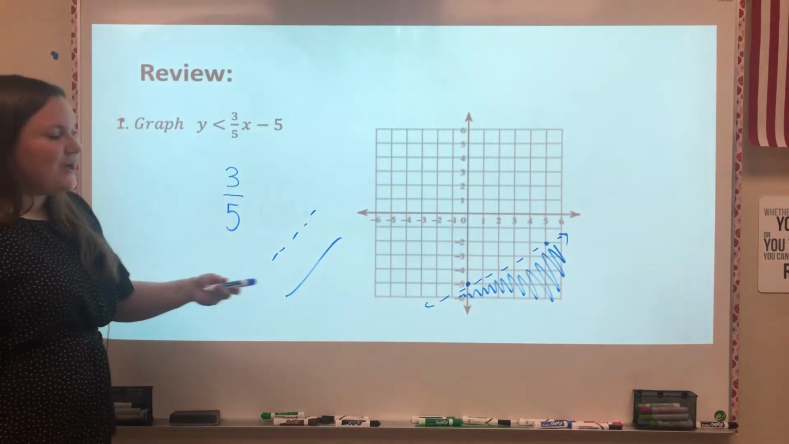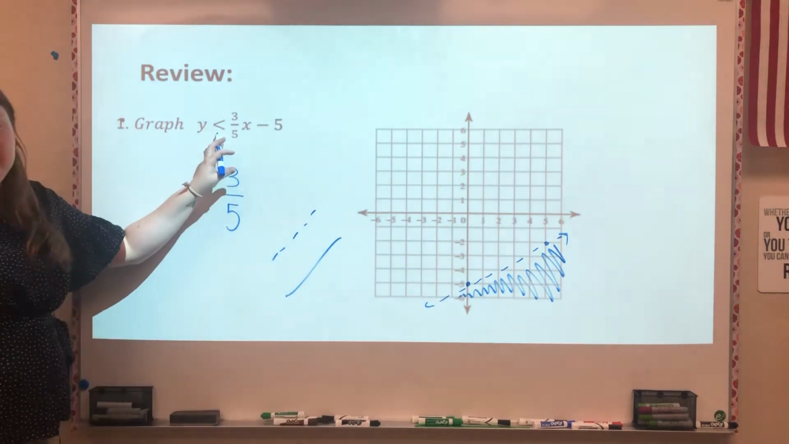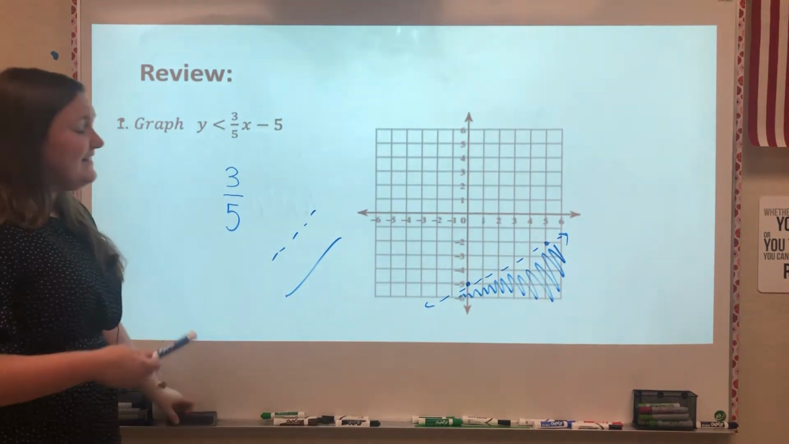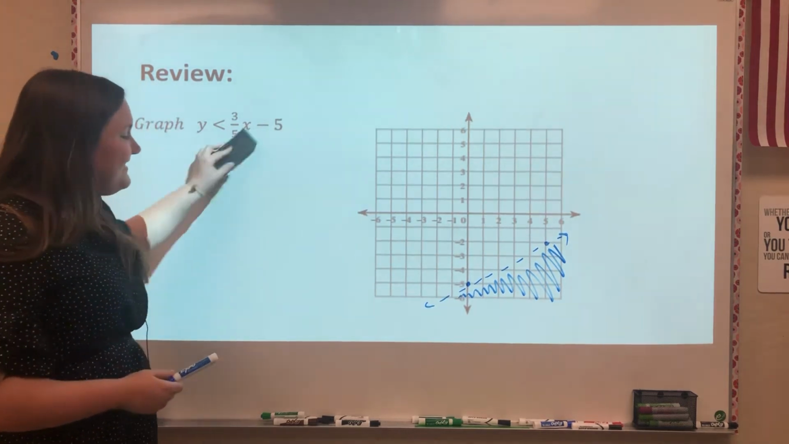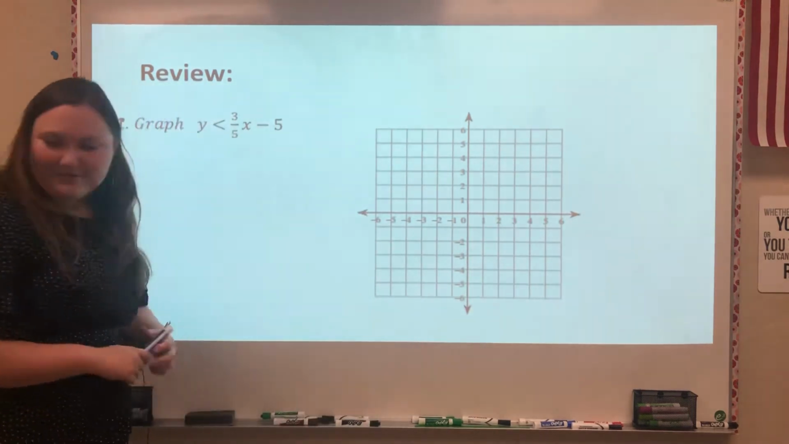You are going to have to check what line you want to use and check for the shading anytime you've got an inequality sign there. So make sure you're on the lookout for that. This was our one review question. Now that we've done that, we can go ahead and get into multiplying and dividing polynomials.